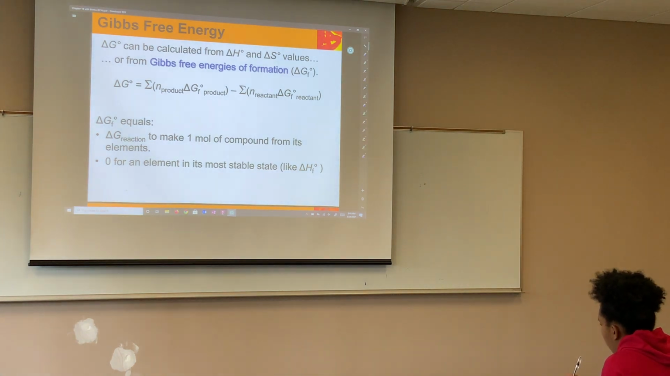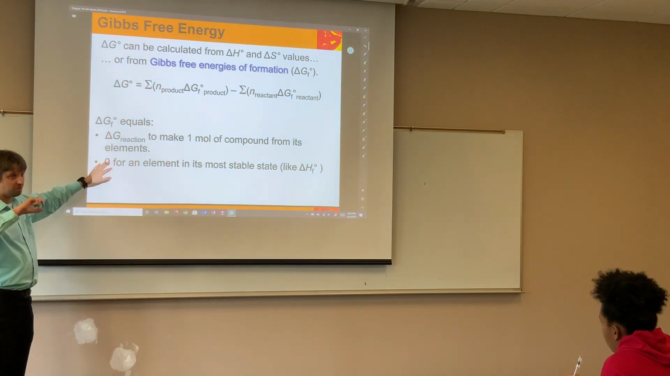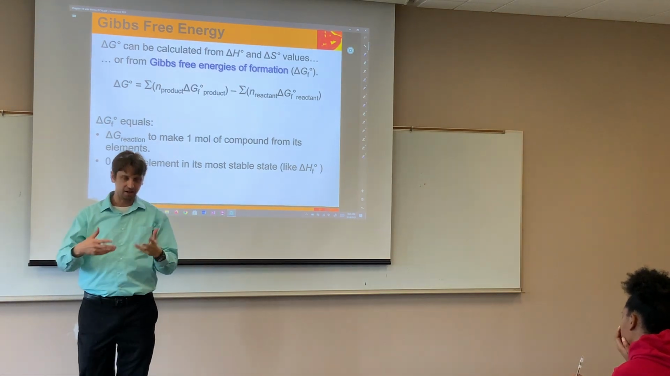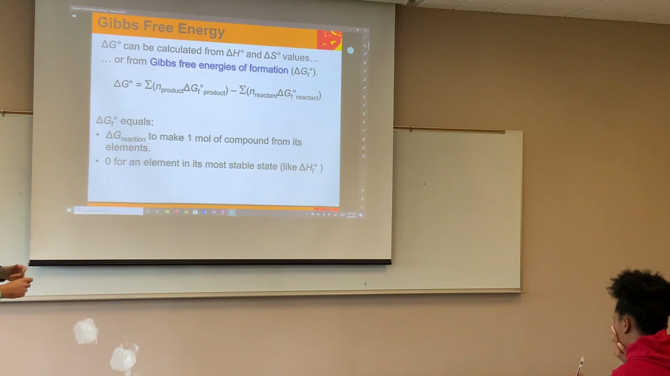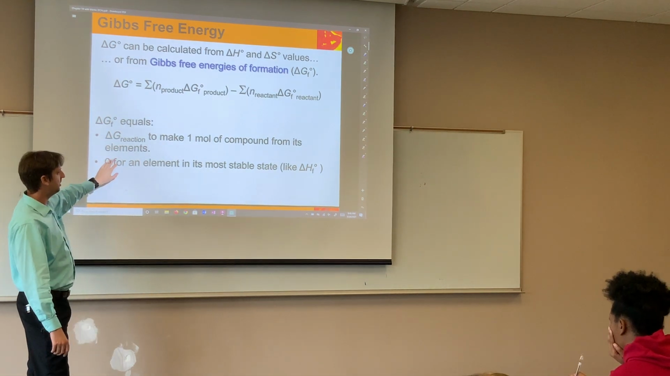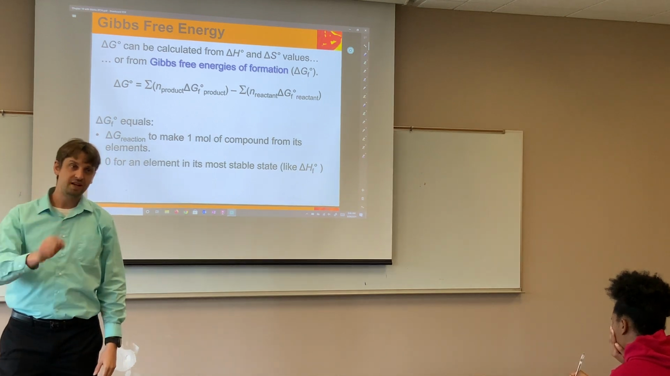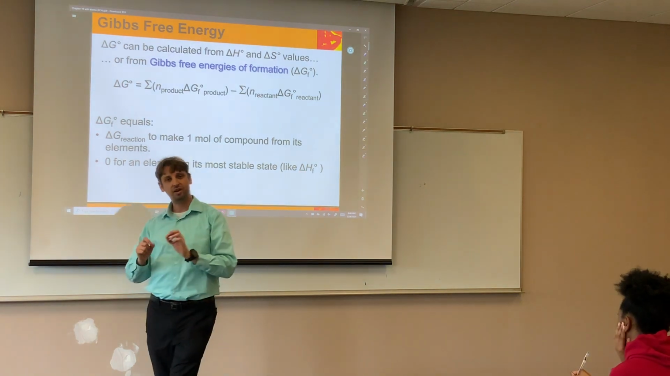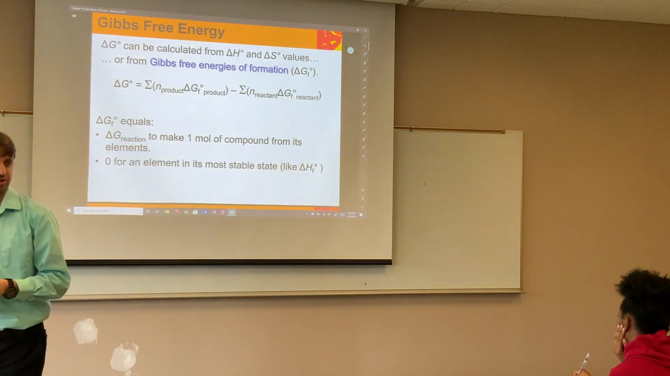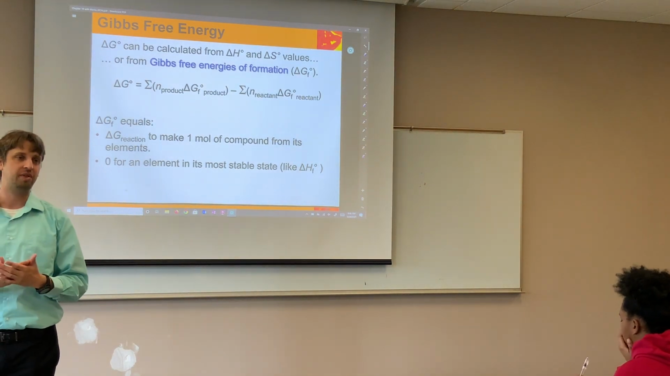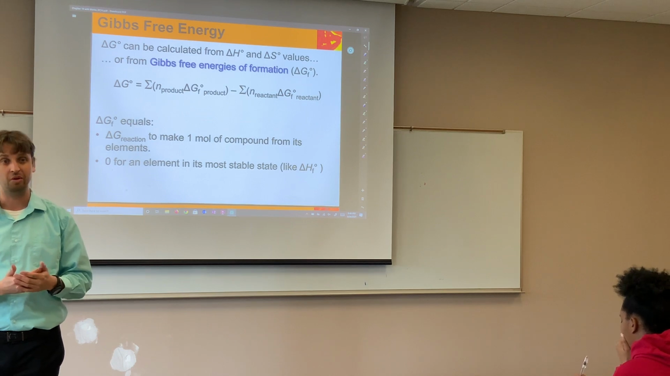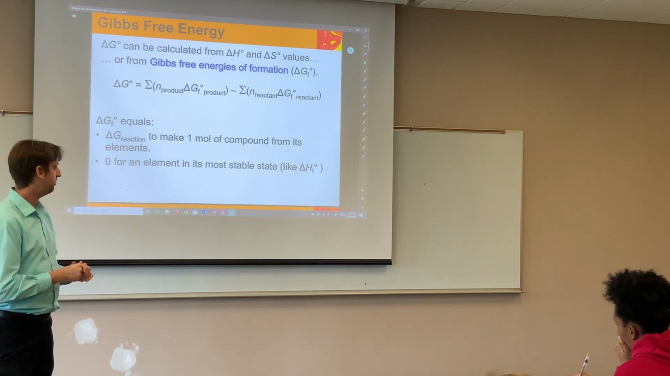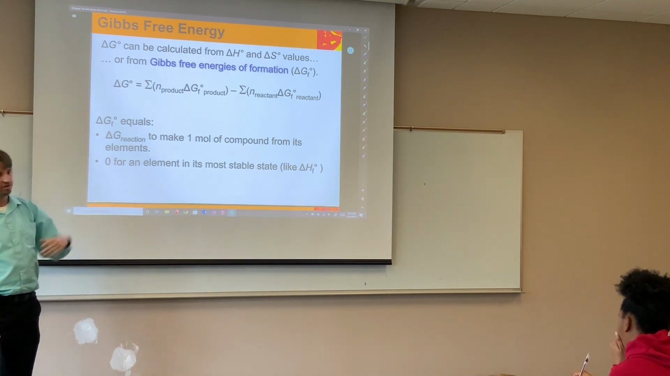Something important, okay: we noticed this wasn't the case for entropy. The formation value is 0 for an element in its most stable state, aka its elemental form. We did see that when we talked about enthalpy, but not for entropy. So this is one point of confusion. Remember, the enthalpy of formation for something in its elemental form is 0. Its entropy is not. Entropy is not going to be 0 for something in its elemental form. But it is for delta G and it is for delta H.